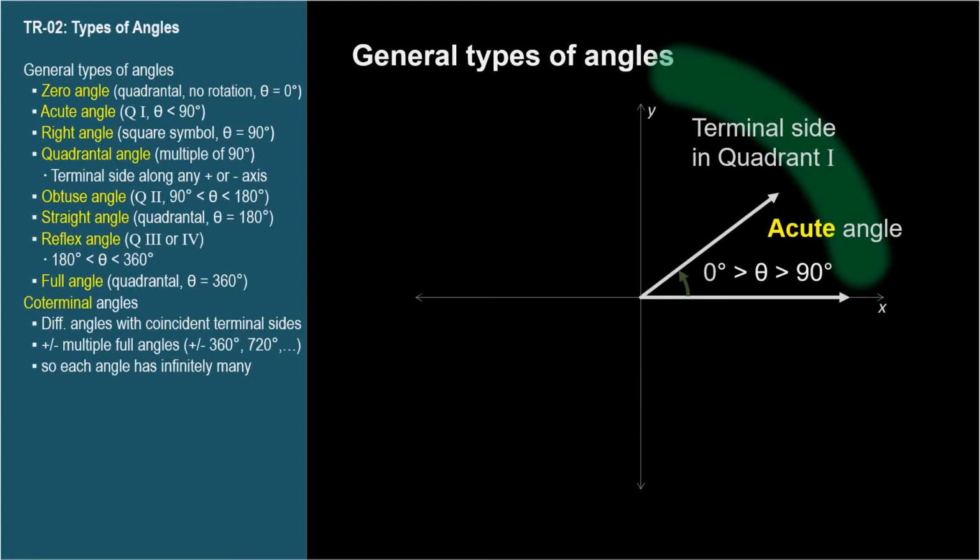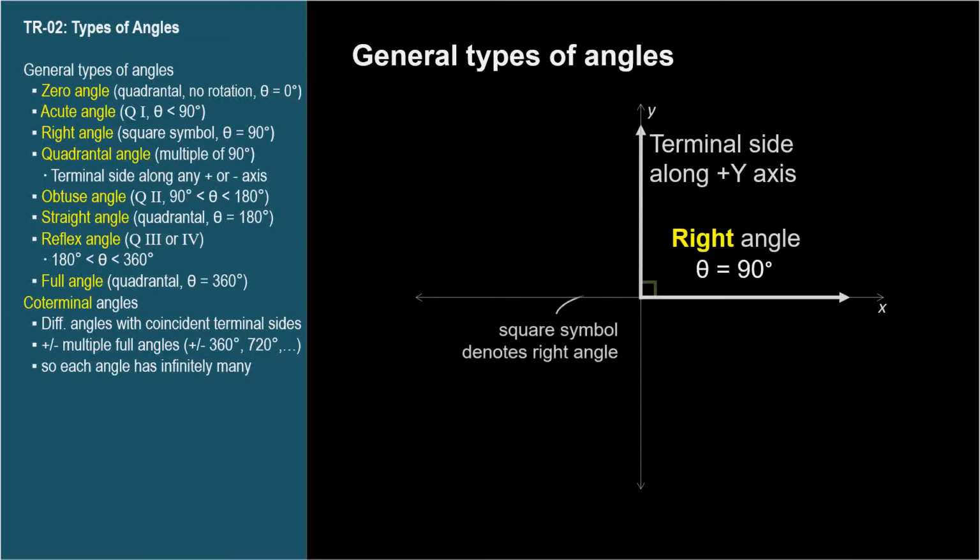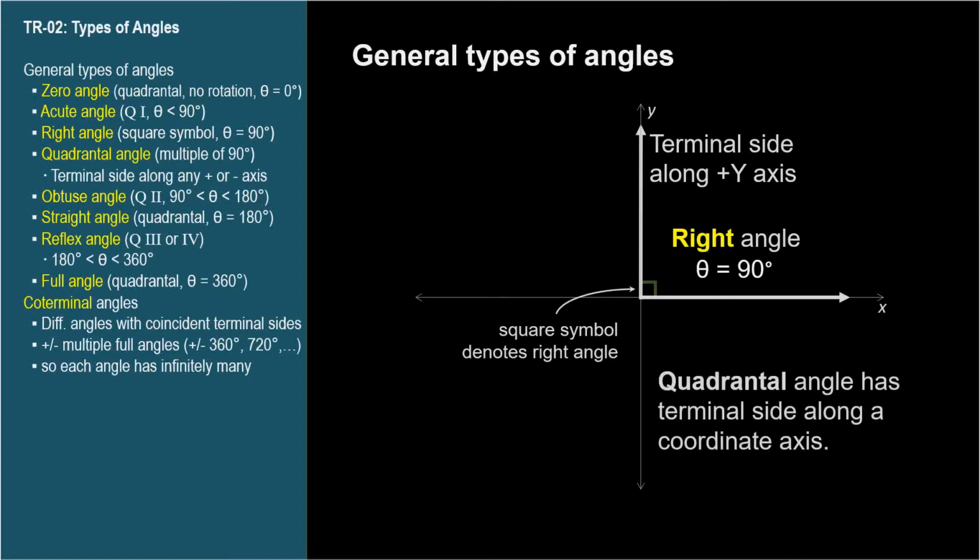We'll cover angle measurements in TR-04, but you're probably already familiar with 90-degree right angles. Angles whose terminal side lies along the positive y-axis are called right angles or 90-degree angles. Right angles are usually denoted by a small square at the vertex instead of an arc to make it clear that they're right angles. The right angle is also our first example of a quadrantal angle.